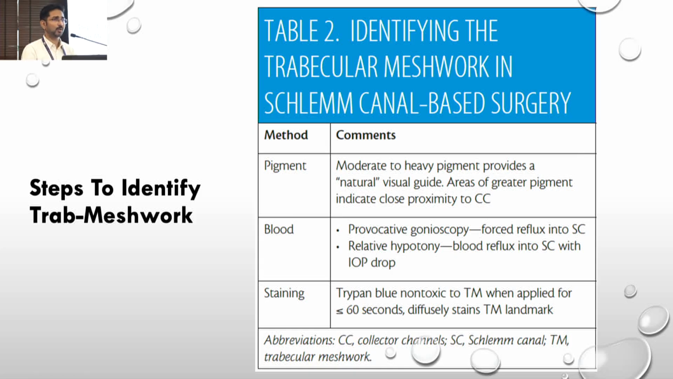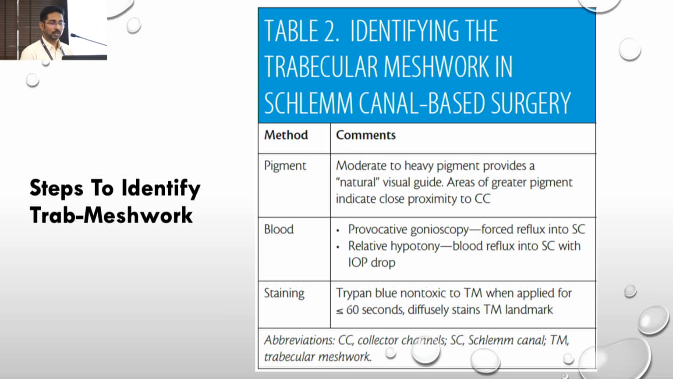A few tips to identify the trabecular meshwork. Nothing beats a preoperative gonioscopy in your OPD. You don't want to have any surprises, so you should be very thorough with your preoperative gonioscopy. One is by looking at the pigmentation: with moderate to heavy pigmentation, especially in PXF and pigment dispersion syndromes, you will not have any difficulty in localizing the trabecular meshwork. But if it is lightly pigmented, you can use trypan blue to stain the trabecular meshwork. It stains beautifully, and you can visualize it.